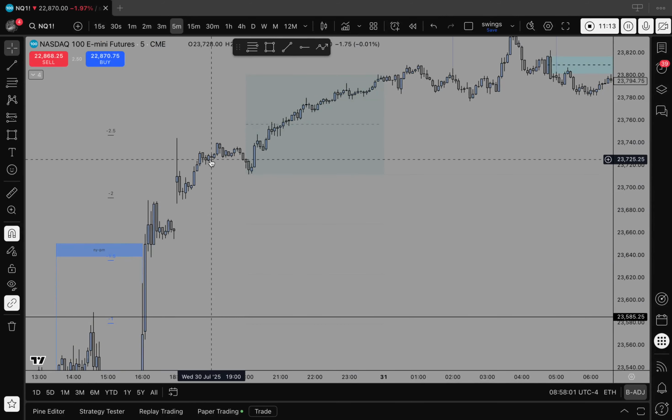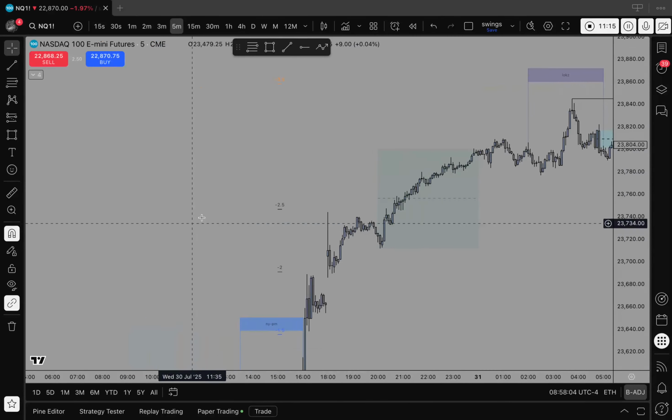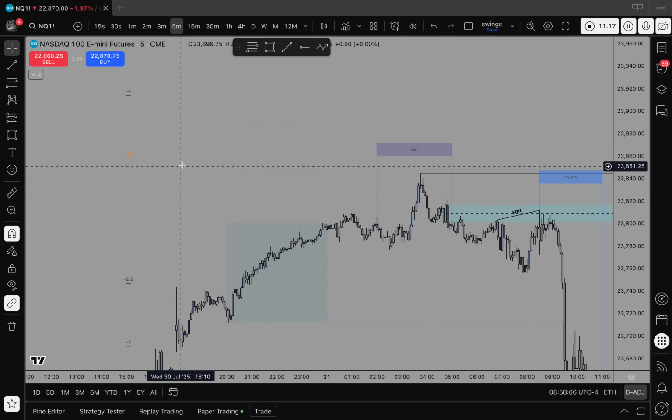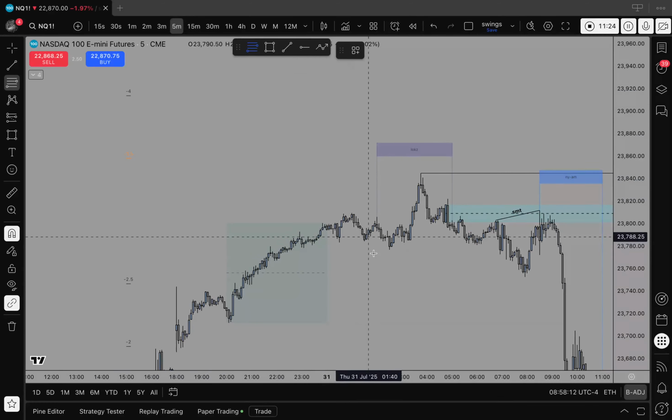This pretty much got broken because of the NWOG. And then we were expecting that max expansion the next day. As you can see, it didn't quite reach this max expansion, which is kind of unfortunate. But we did have this clean PO3.